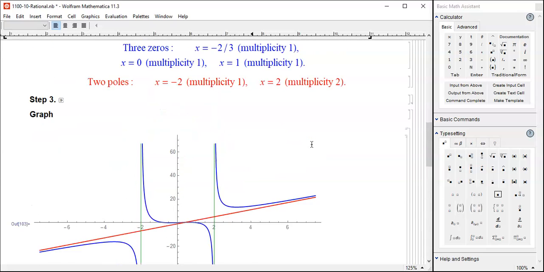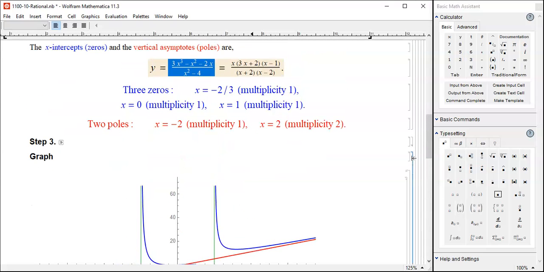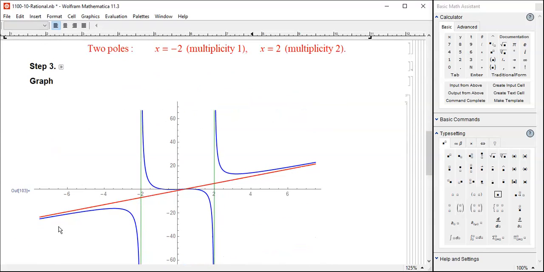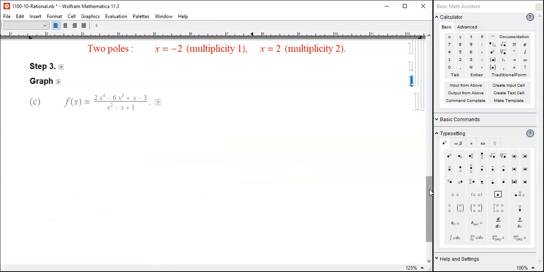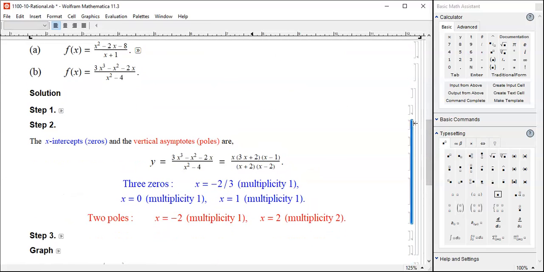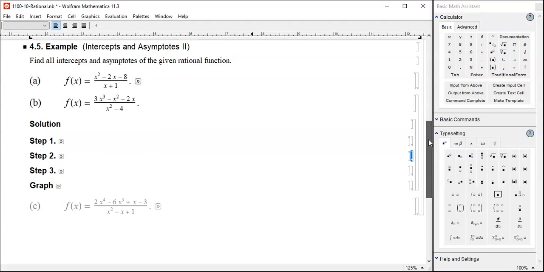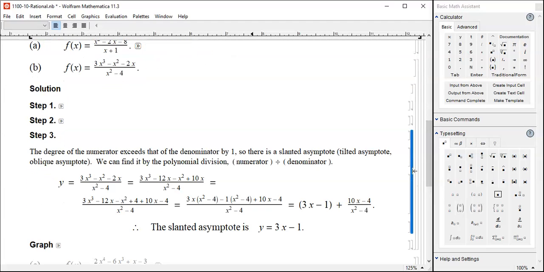Okay, I didn't have to use another code there. So that's the graph, but one thing remains, the slanted asymptote. How do you get that? We use polynomial division. You can use long division if you want to, but I'd like to save some time, so let's do it this way.